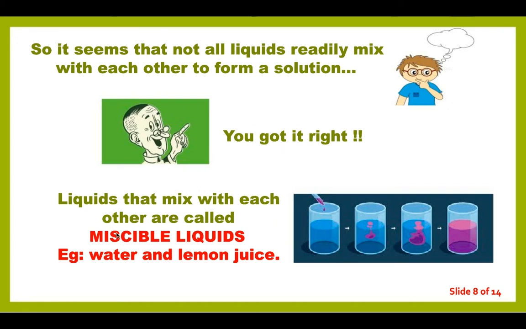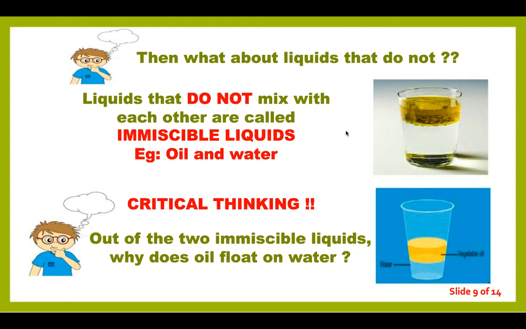Liquids that mix with each other are called miscible liquids, like water and lemon juice or chocolate syrup and milk. So these are called miscible liquids, like this paint and ink and water here. When we mix it, it gets mixed, and this water becomes purple in color. Then what about the liquids that do not mix? These are called immiscible liquids, like oil and water. Here you can see vegetable oil and water. They do not mix with each other.